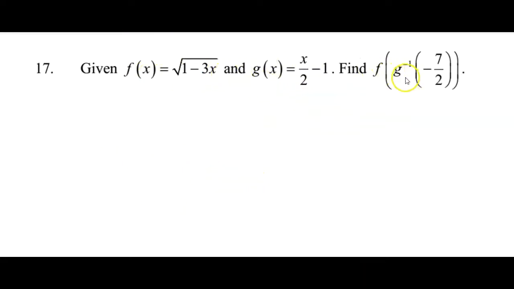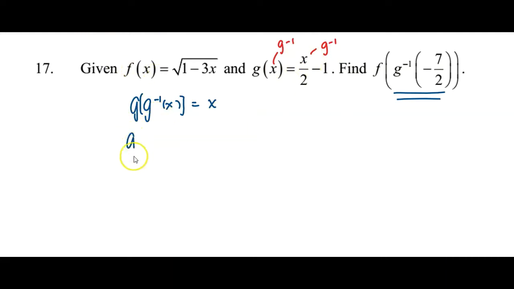For this question, we're going to find f of g inverse of negative 7 over 2. Firstly, I'm going to find the g inverse first. To get the g inverse, I'm going to start from this statement, which I will put a bracket for the g inverse. Here we can see that we are putting the g inverse to be the x. For this x also the same, substitute the g inverse inside. So now I got the g inverse divided by 2 minus 1. This is equals to x.